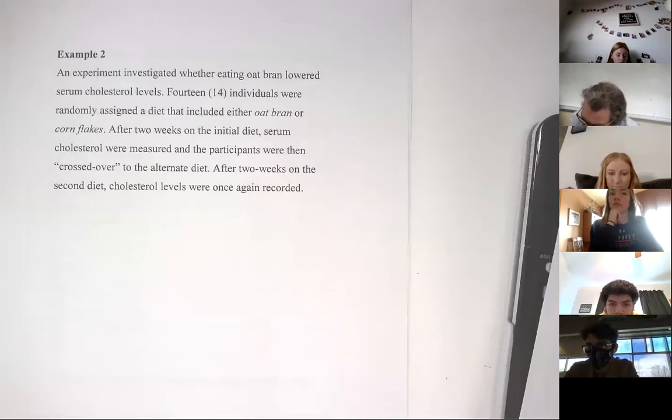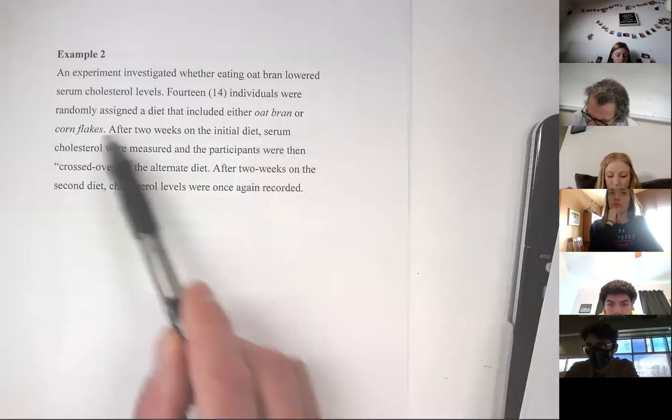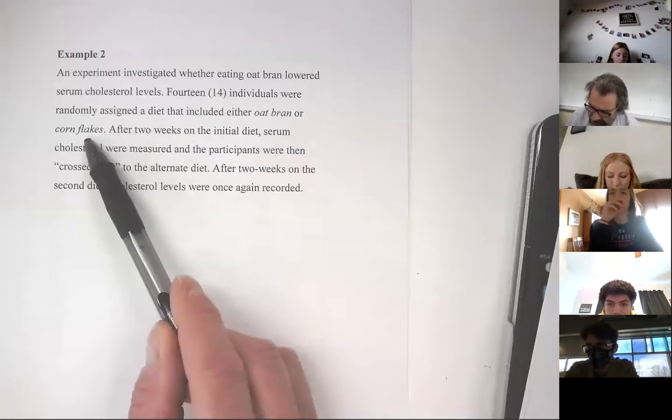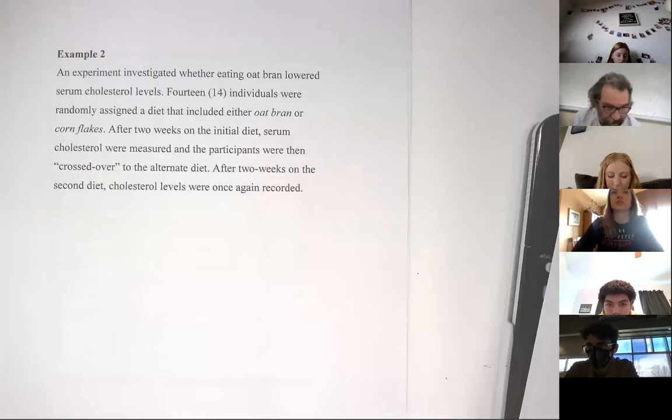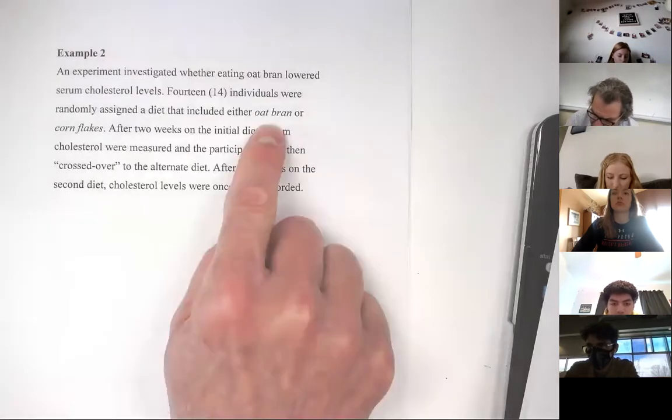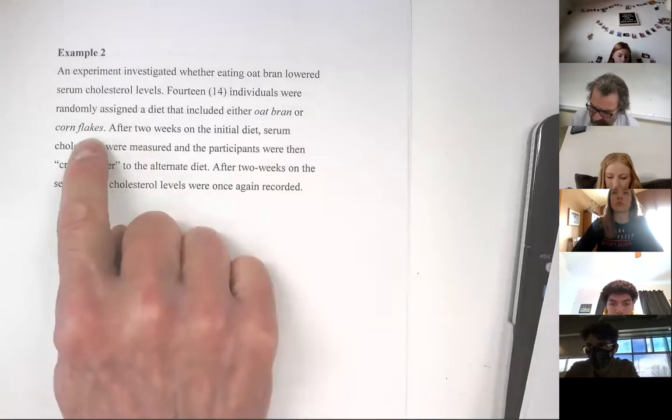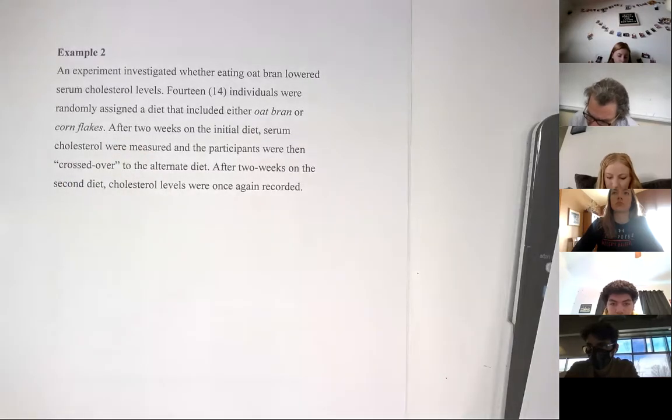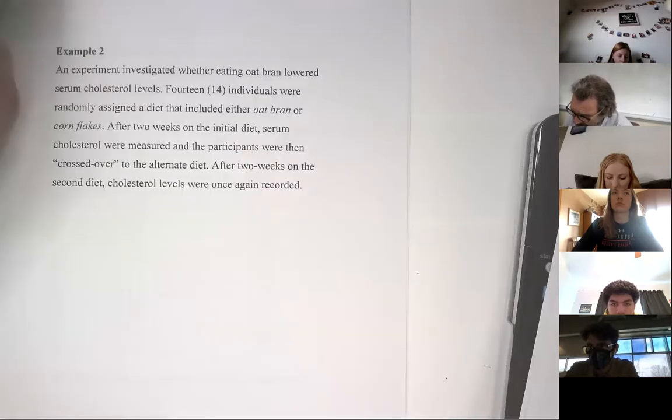And then half the time they start with oat bran, half the time they start with cornflakes. That's convenient for the experiment, but also tries to eliminate the fact that maybe when you're in the experiment over time, the cholesterol level goes down because you're more careful what you eat because you know things are being measured. And so that's something that might happen. And so if we make sure half the people start with oat bran and half the people start with cornflakes, then you've got people that are eating oat bran second. And if the cholesterol level is going down because of time, you have also people eating cornflakes second to kind of balance that out. So that was a pretty well-designed experiment.